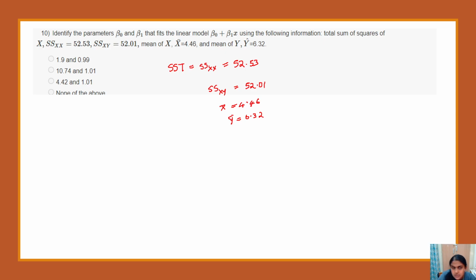So in this one we have to find the parameters beta naught and beta 1. For beta 1, you can get it like SXY by SSXX. So that will be 52.01 by 52.53. You can calculate and tell the answer. It will be around 0.99. Okay, so that option is there right now.